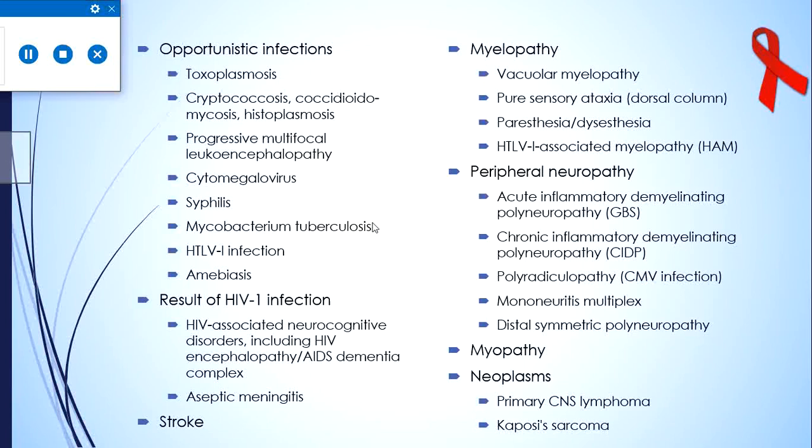Then HTLV-1 infection, human T lymphotropic virus, usually involves the spinal cord and leads to a spastic paraplegia-like picture. And amoebiasis can involve amoebic brain abscesses.